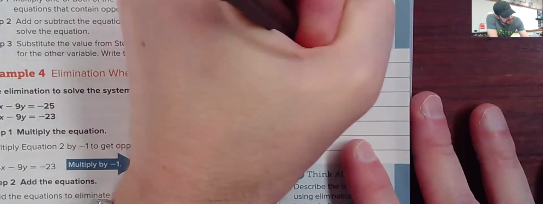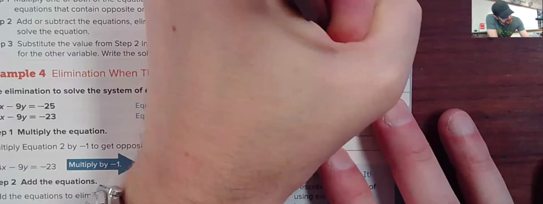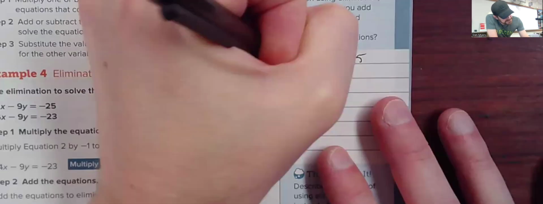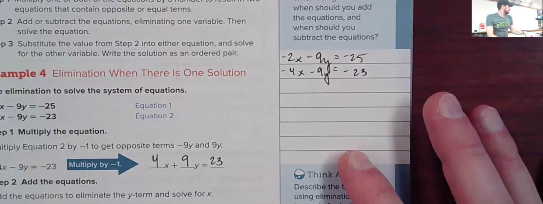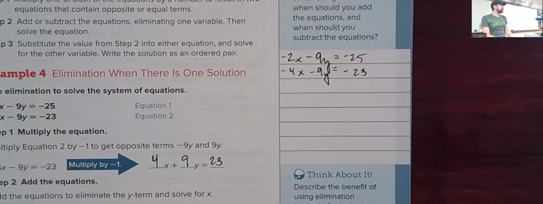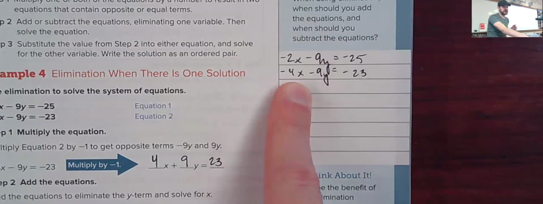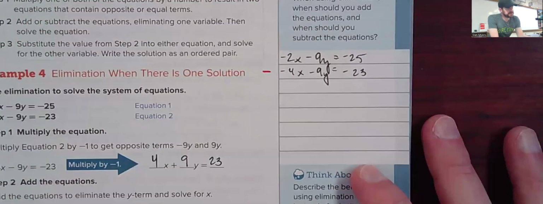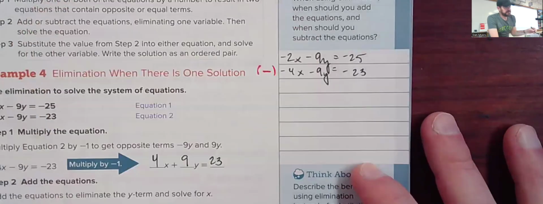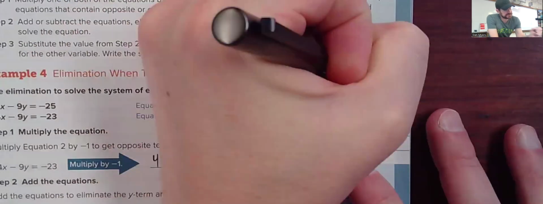-2x minus 9y equals -25. And then -4x minus 9y equals -23. Now, if you want to, you are more than welcome to make sure you have opposite values for either x or y. There's no problem with that. But even if you have the same number in front of x or y, you can eliminate right away. It's just that you wouldn't be adding the two equations together. You'd be doing what? You'd subtract them. So you'd subtract both of those equations. And you'll get the same answer either way.